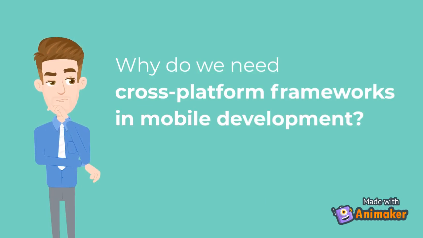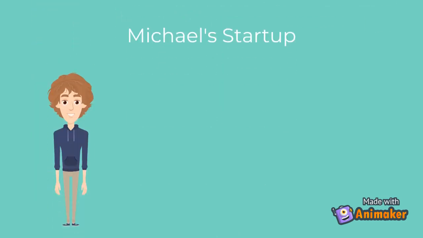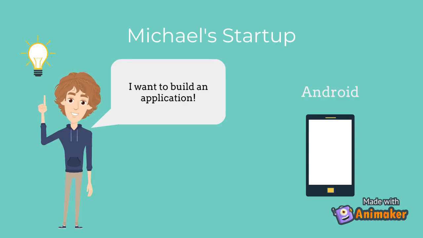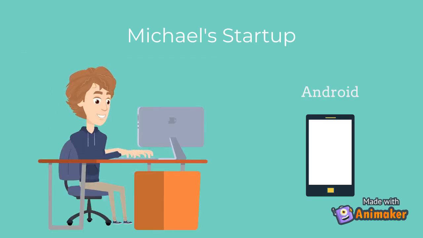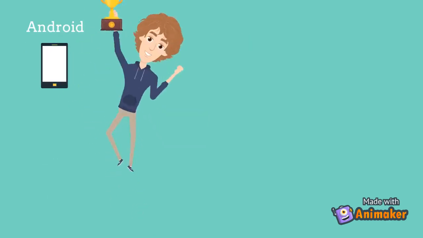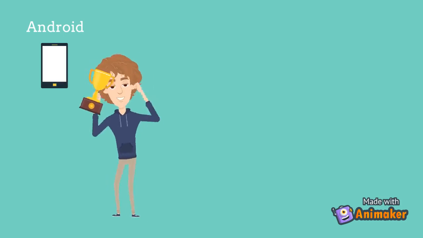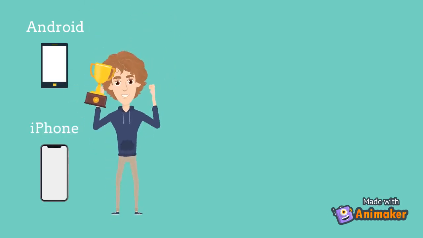Let me tell you a story that can help you understand what problems we may meet when developing apps using a native framework. Michael has a billion-dollar idea and wants to build an application. He's an experienced Android developer, so he spent half a year to create the first release for Android devices. His app immediately became a huge success, and Michael has been getting many requests to develop an iOS version.